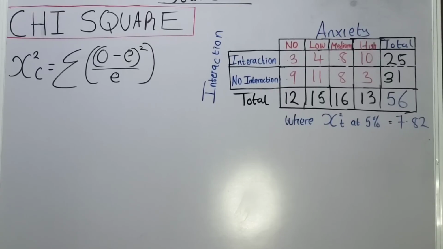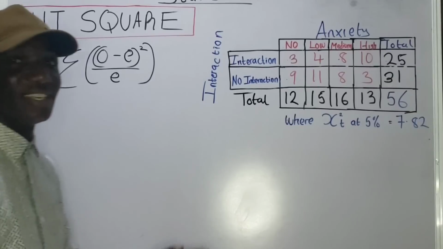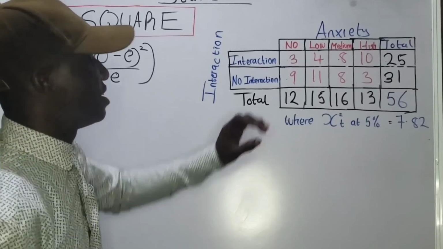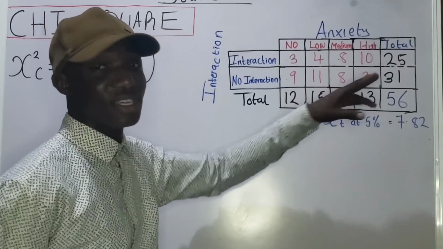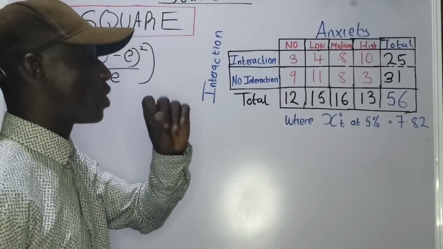Okay, so now, having taken the row total and the column total, the next step is that we have to calculate the expected value. You understand? Please pay attention. We have to calculate the expected frequency or the expected value. In this chi-square table, we are given the observed values. You understand? These are the observed values: 3, 4, 8, 10, 9, 11, 8, and 3. They are all observed values.